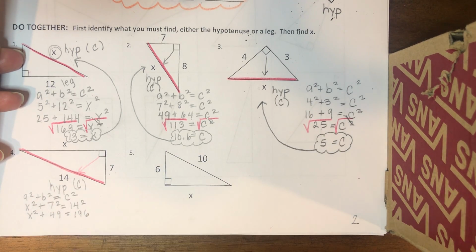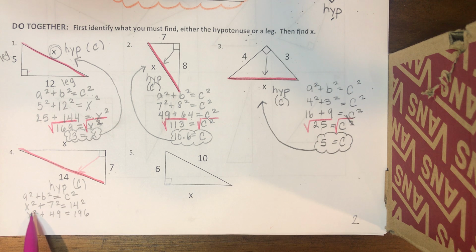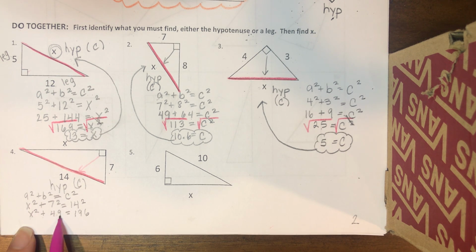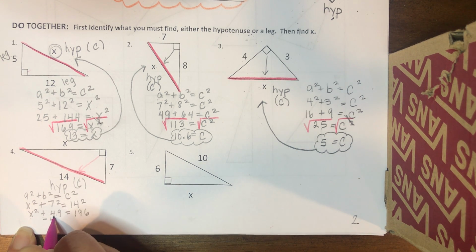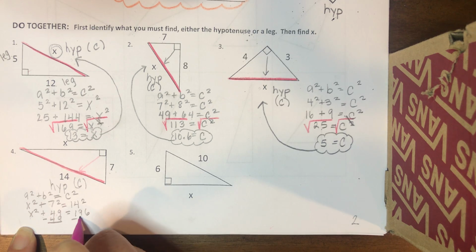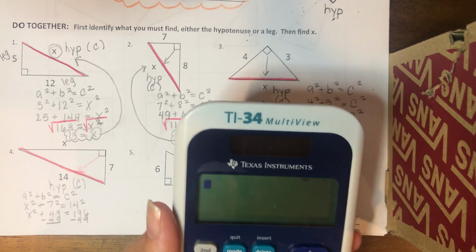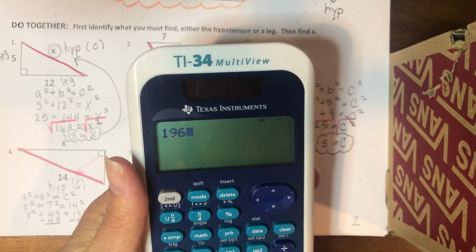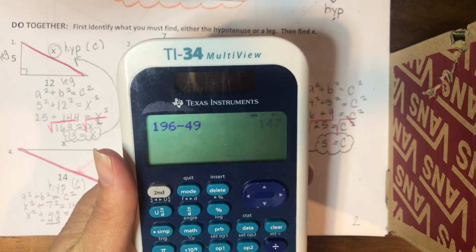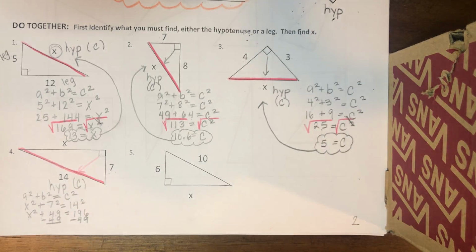So here's where it gets a little bit different. Before we could just add these two numbers, but we can't add these two numbers. We have an x and we have a 49. So we want to get x by itself. So we have to bring the 49 to the other side. And the way we do that is, if it's adding, we do the opposite. So we're going to subtract 49. Subtract 49. So let's, on our calculators, do 196 minus 49, and we get 147.